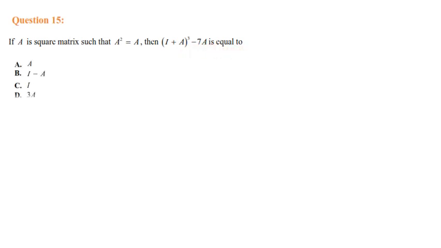Now move on to the last question of the miscellaneous exercise. If A is a square matrix such that A square is equal to A, then (I plus A) the whole cube minus 7A is equal to. Four options are there. First option is A, second one is I minus A, third one is I, fourth one is 3A. So this question also you will do as homework.